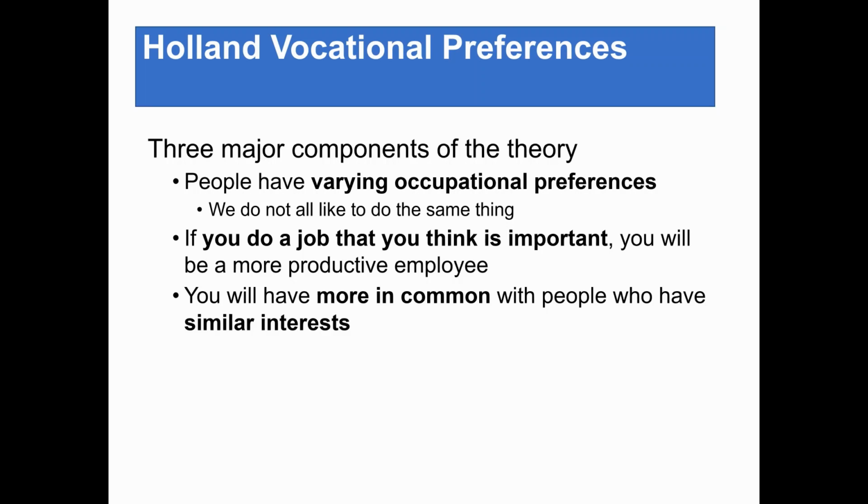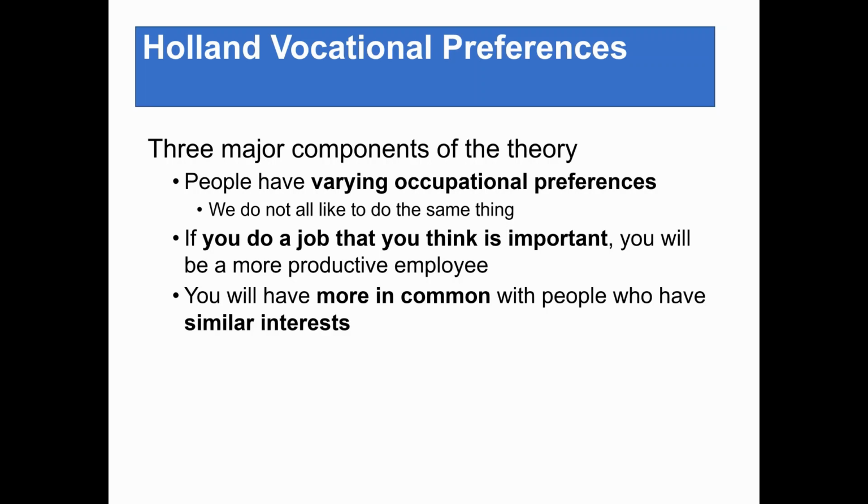So what are the major components of the theory? It says that people have very varying occupational preferences. For example, all of us cannot do the same thing with the same level of productivity. Again, if you do a job that you think is important, you will be a more productive employee. If something is according to my personality, or which I feel is much closer to my personality, there's a lot more chance that I can succeed in that career.